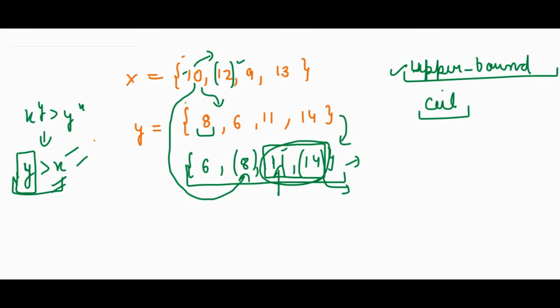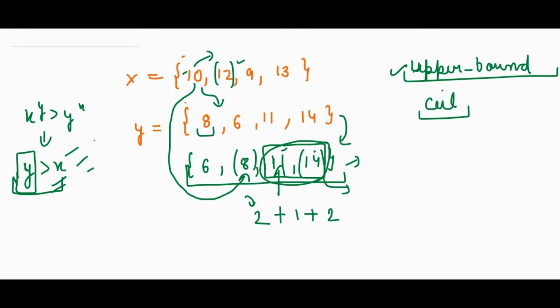For 10 it is 11 and 14, so 2 will be adding to our answer. Then for 12 there is 14 only, so 1 will add to answer. Then we have 9, the upper bound for 9 will be 8 only, so 11 and 14 will satisfy this condition and 2 will be the answer, because 11 and 9 and 14 and 9 will be the pair.